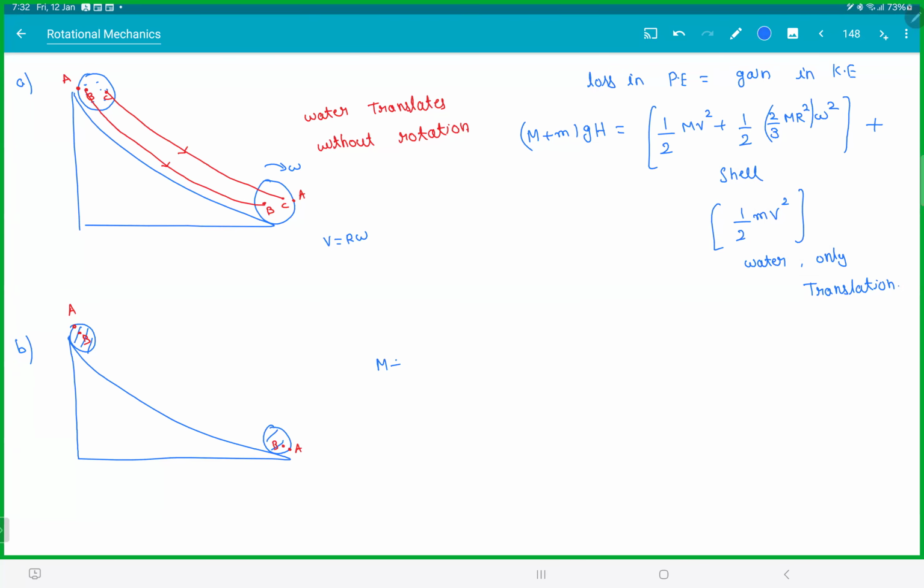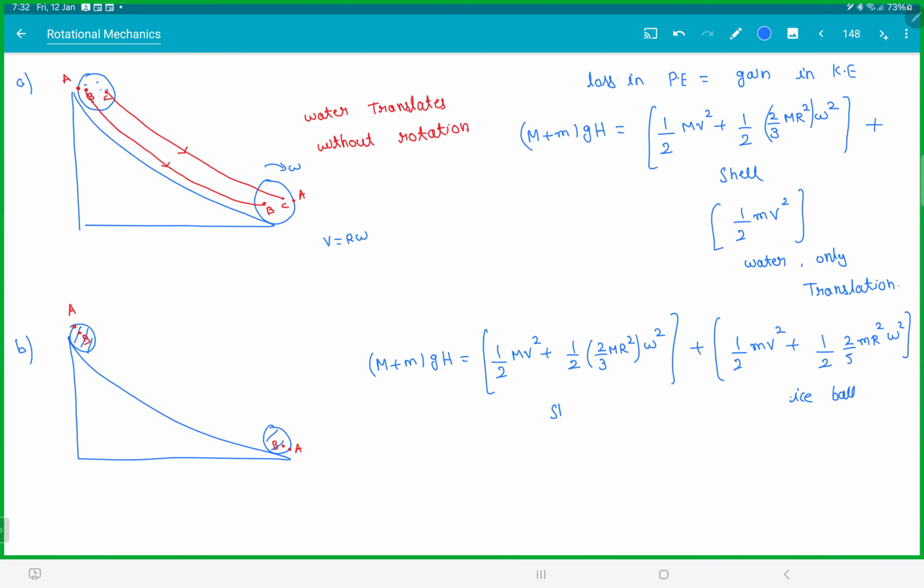So here the statement will be mgh will be half MV square plus half 2 by 3 MR square omega square for the shell, plus half small m v square plus half 2 by 5 small m r square omega square. This is for the ice ball. Now it's a solid sphere, but this is a shell.